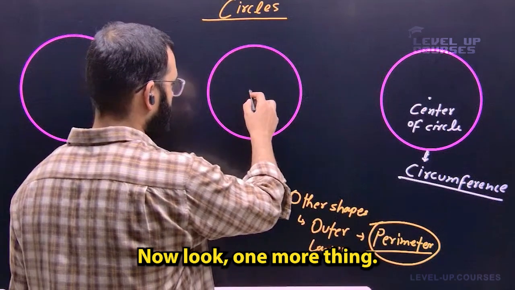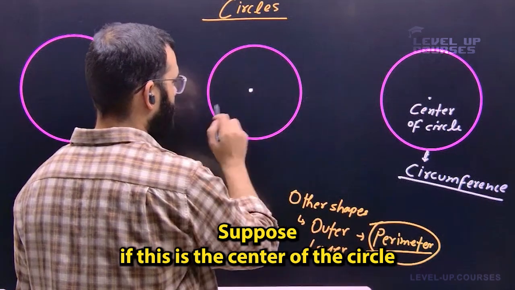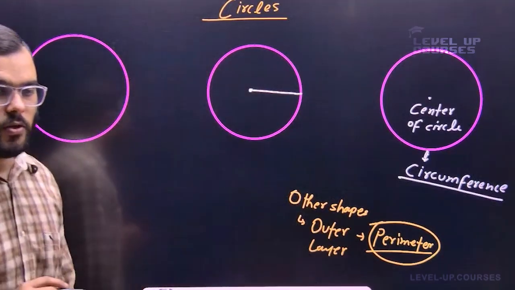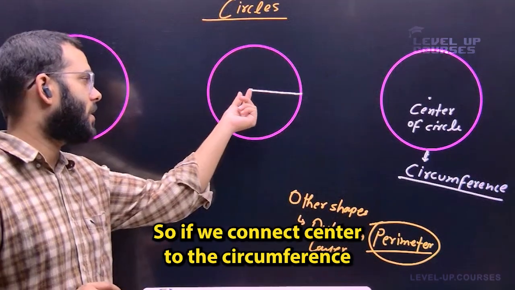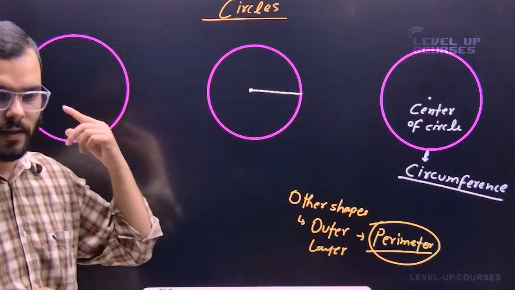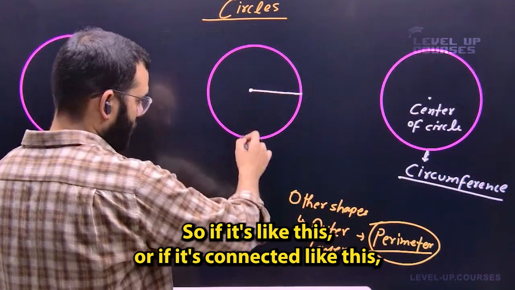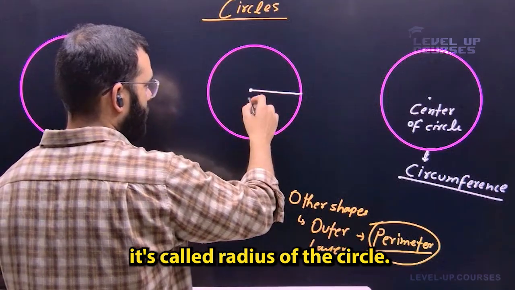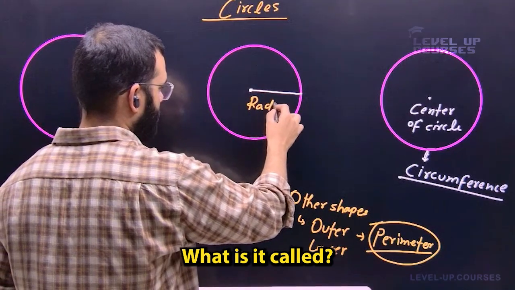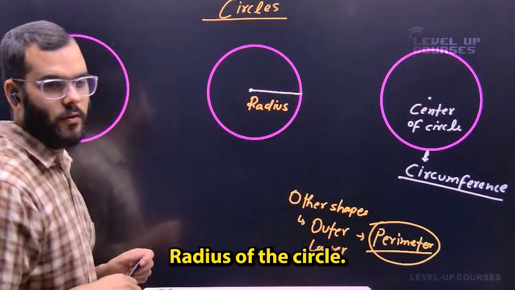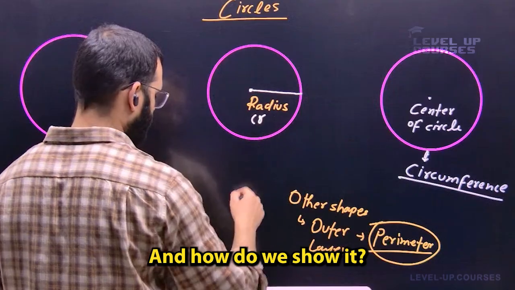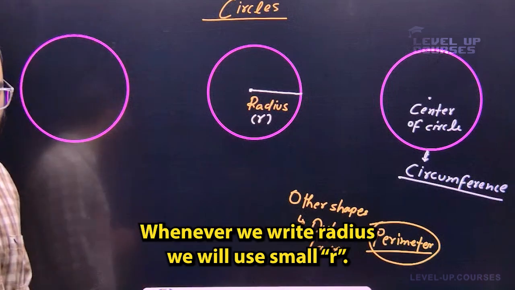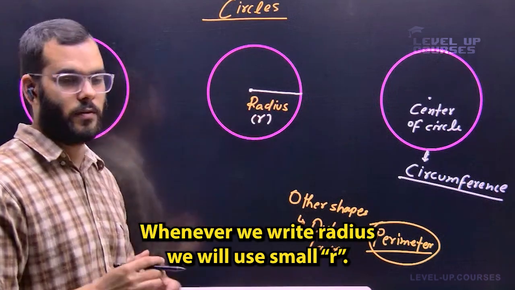Now look, one more thing. Suppose this is the center of the circle, and I draw a line to the circumference. If we connect the center to the circumference, like this, or like this, it's called a radius of the circle. What is it called? Radius of the circle. And how do we show it? We show it with small r. The symbol of the radius is small r.